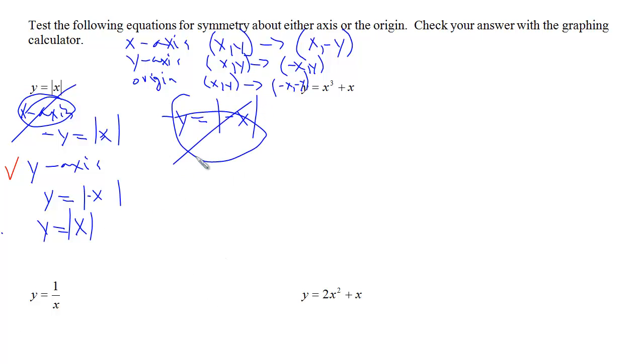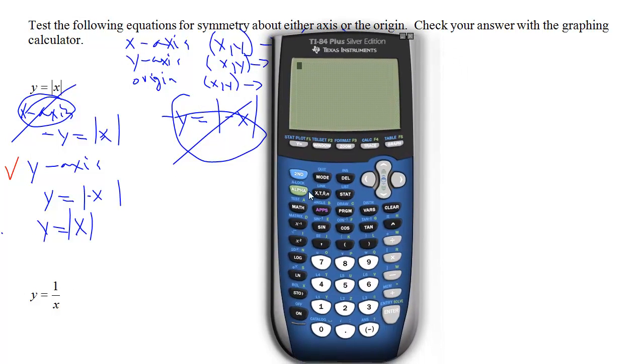Very easy to do in a graph. We'll pull up the calculator here. I plug in y equals the absolute value of x. That's found under the math key over number 1. We'll graph that. And we see very simply that there is no reflection across the x-axis. That did not check. No rotation 180 degrees, but certainly we do have a reflection across y.